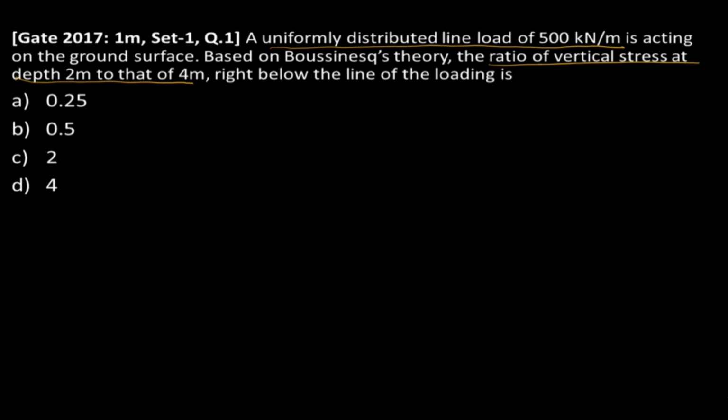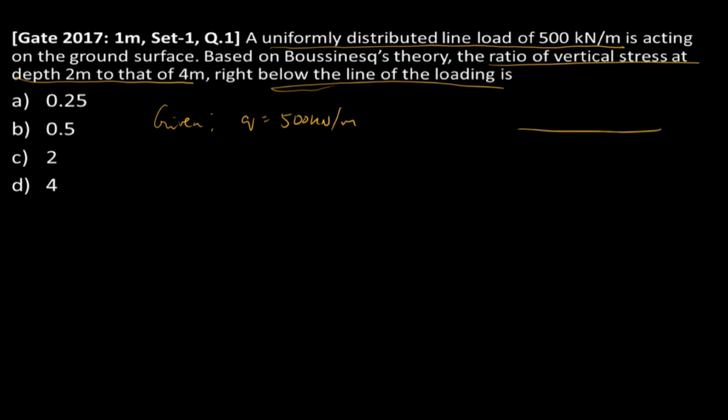So they are asking us to find out the ratio of vertical stress at 2 meter and 4 meter right below the line of the loading. This is the very important point, below the line of loading. So we'll write the given. Given is Q equal to 500 kilonewton per meter.